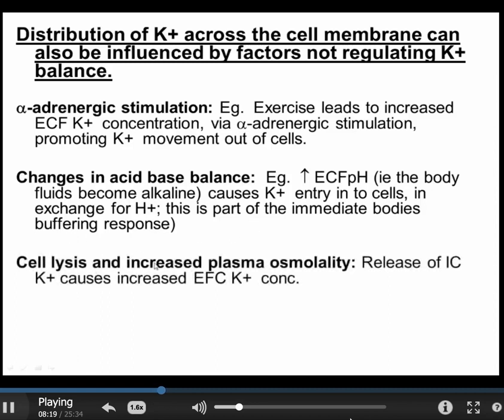When cells break and when plasma osmolality increases, potassium is released from the cells into the extracellular fluid and plasma potassium increases. Here we see hyperkalemia, which leads to depolarization of excitable tissue.